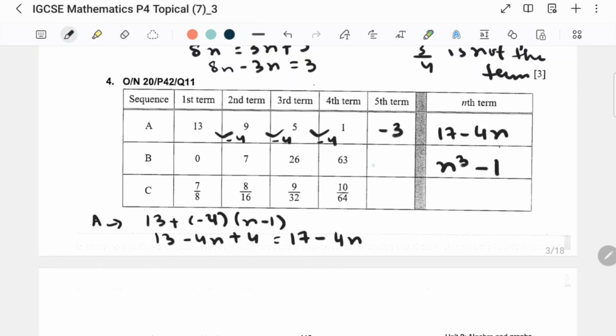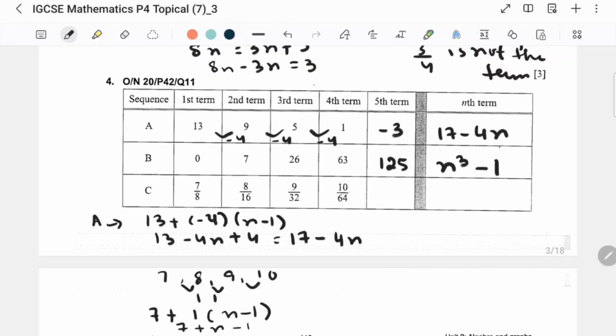Now in part C, for the numerator you just solve separately: 7, 8, 9, 10. 1 is the difference. a plus d(n minus 1), that is 7 plus n minus 1. So you will get n plus 6 as the numerator. I just took the nth term of the linear sequence, so that is n plus 6 upon... Now you are going to check what is coming in the denominator.